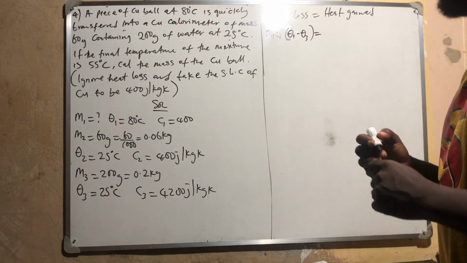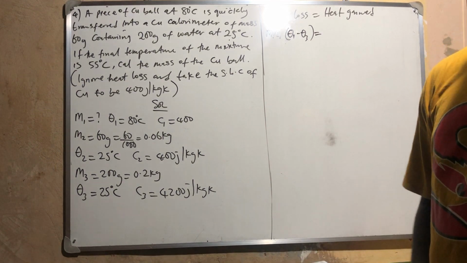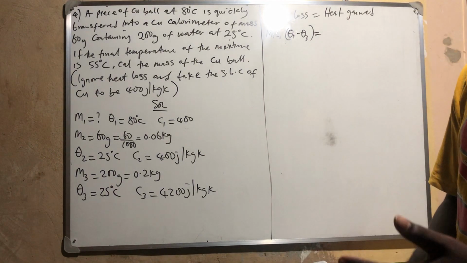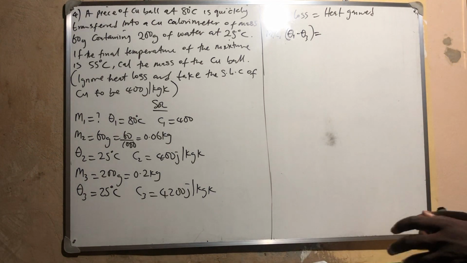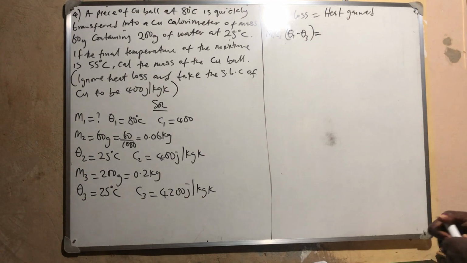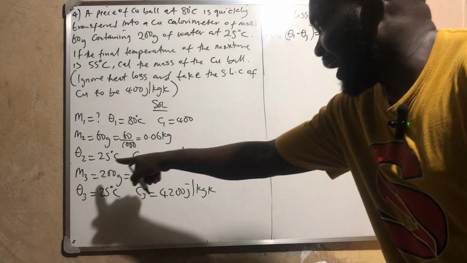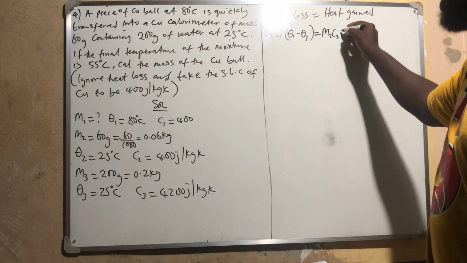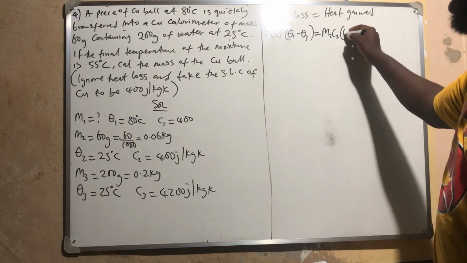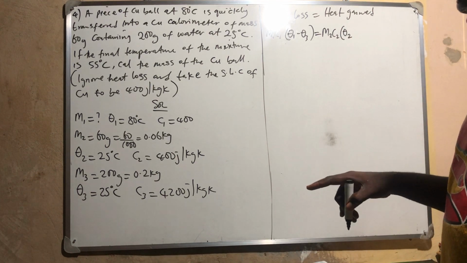Now for gain, the things that gained energy are the calorimeter and the water itself. What type of energy? Heat energy. Because the other one was hot when it was put inside them, they now gain energy. So for the calorimeter, which is 2, we have M2C2 change in temperature, and my change in temperature should be theta 2, the final temperature. What is the final temperature there?